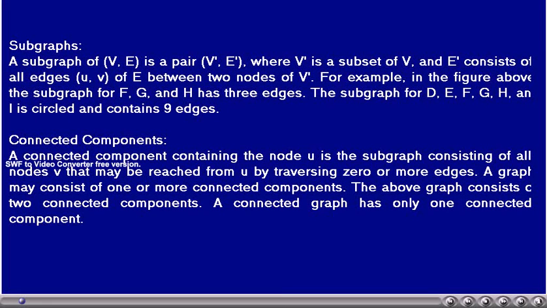A subgraph of a graph having vertices V and edges E is a pair of vertices V dash and edges E dash, where V dash is a subset of V and E dash is a subset of E. That is, a portion of a graph is called a subgraph. A connected component containing the node U is a subgraph containing all the nodes of V that may be reached from U by traversing zero or more paths, or what we call edges.